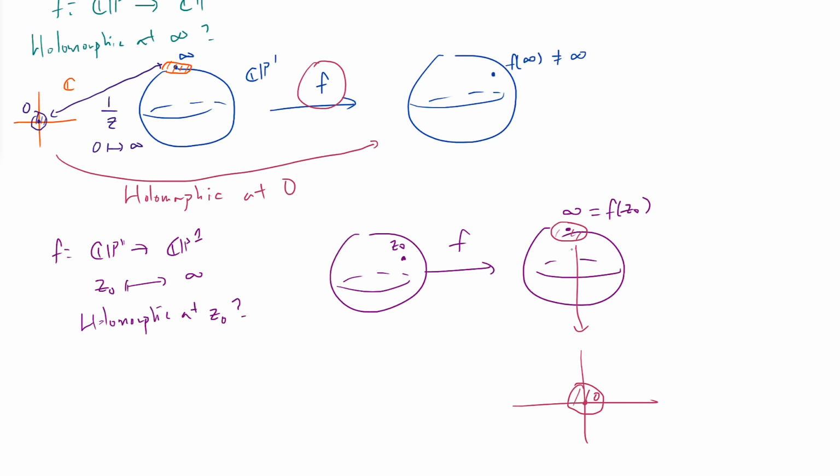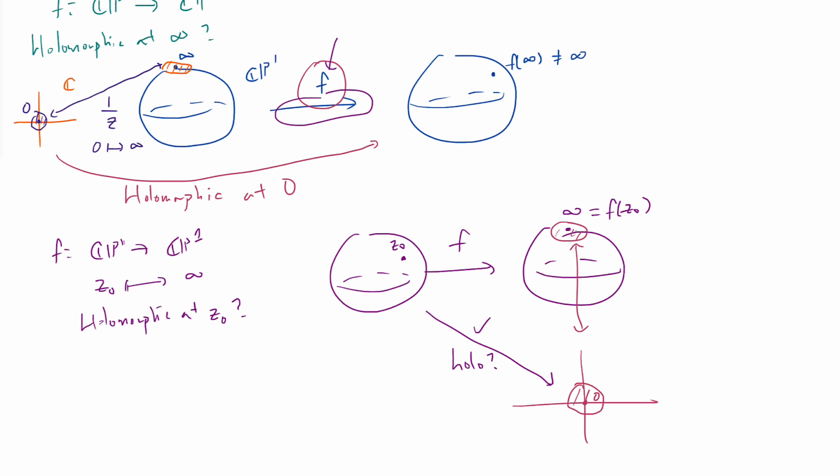And once you do this identification, what does it mean for this thing to be holomorphic at Z naught? Well, you just consider this map, which is now going to a complex plane that you're so familiar with, and you just check whether this is holomorphic. This is also a definition: I'm defining this arrow to be holomorphic when this arrow is holomorphic, and I'm defining this arrow to be holomorphic when this arrow is holomorphic.